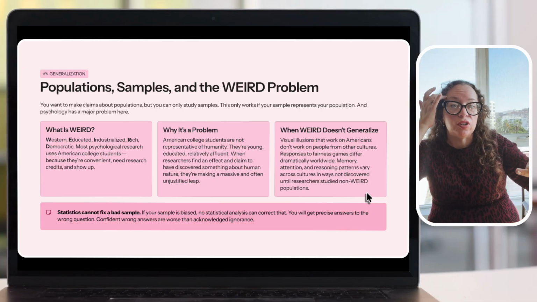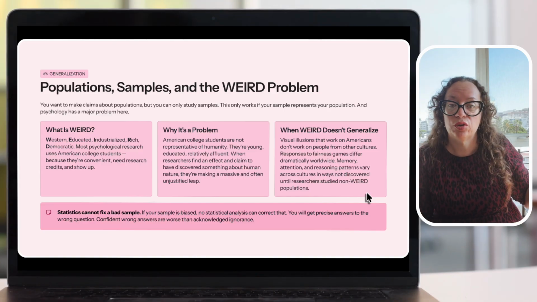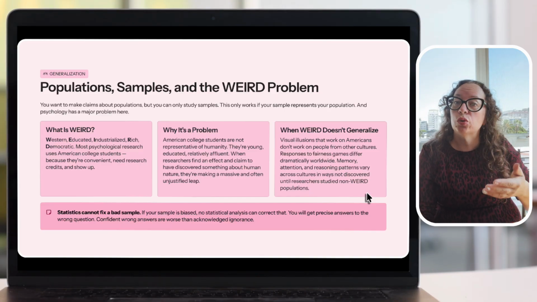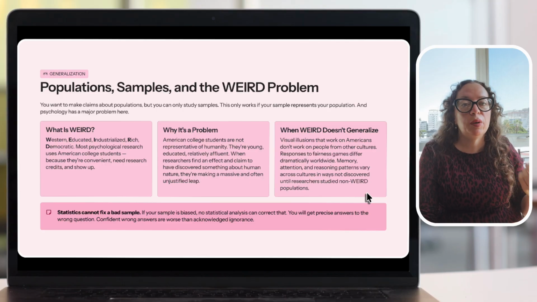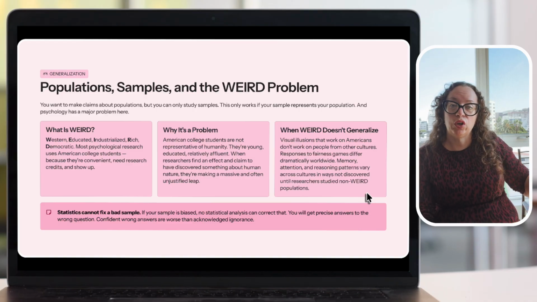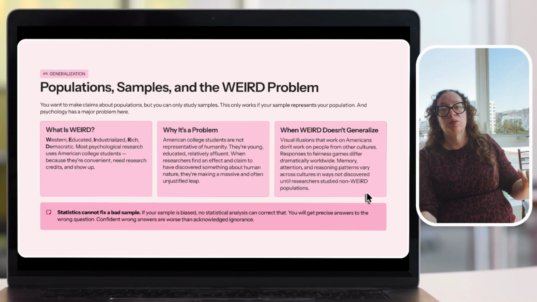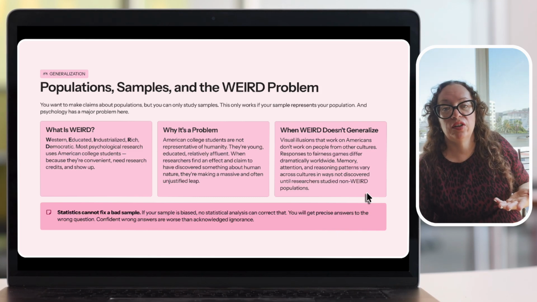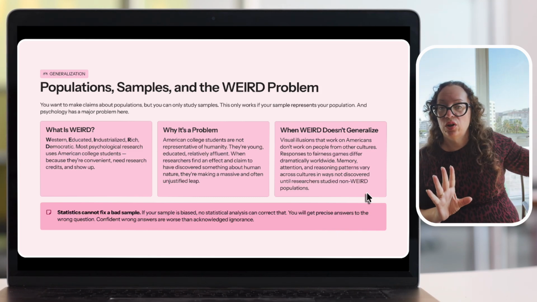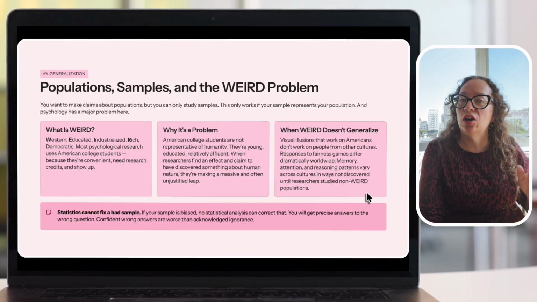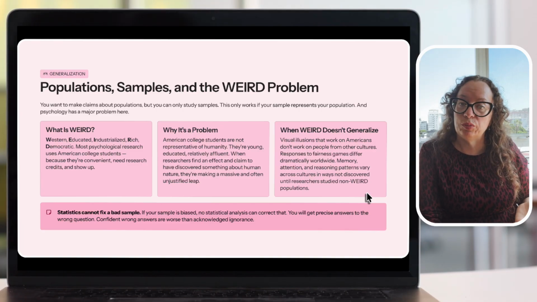Okay, visual illusions that work on Americans don't work on people from other cultures. The way Americans respond to fairness games is unusual compared to the rest of the world. Patterns of memory, attention, reasoning, many of them vary across cultures in ways that weren't discovered until researchers started testing non-weird populations. And this is a problem. If our science is built on weird samples and weird samples aren't representative, then our science might not generalize to all of the other cultures. So we might be building a psychology of American college students, not a psychology of human beings.